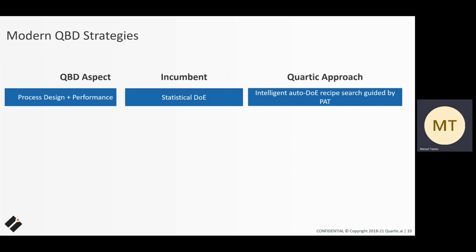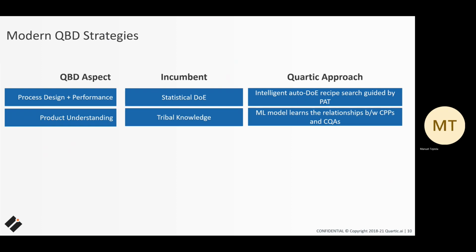I mentioned that the current method is statistical DOE. What we're running with the architecture that I described is an intelligent automated DOE recipe search guided by the PAT. And I'll go through in more detail what this explanation means. Next, we looked at product understanding.